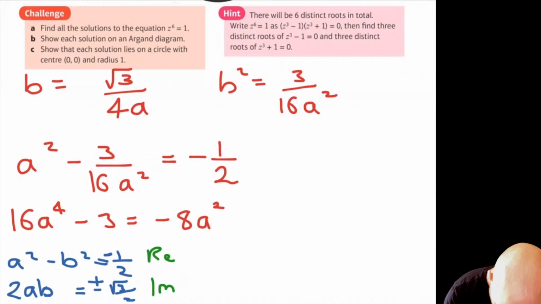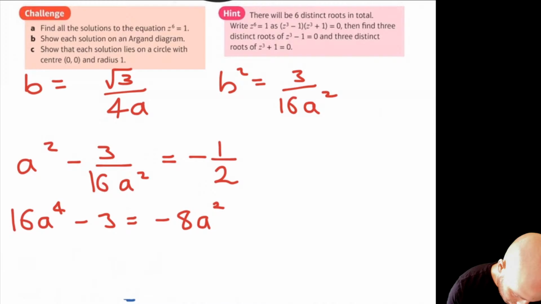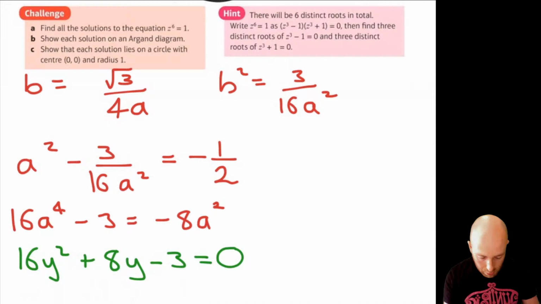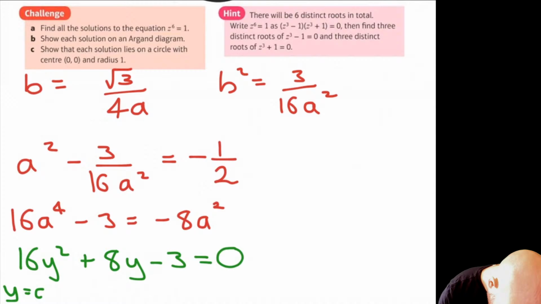So I'm going to get rid of all this now. Don't need it. And if I say, I don't know, y equals a squared, you're going to get 16y squared plus 8y minus 3 equals 0. Solve that with the quadratic equation, then we've got y. You know, y is equal to a squared.